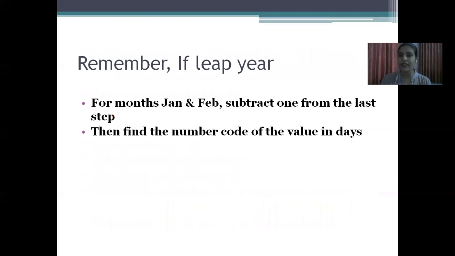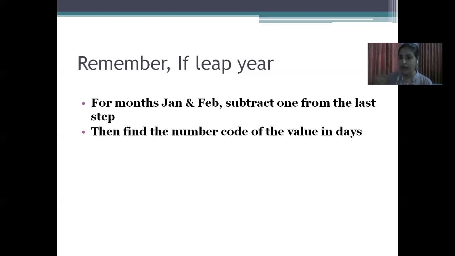Just keep in mind one more trick, because there may be questions asked on an ordinary year and a leap year. How can you identify a leap year? A leap year is a year exactly divisible by 4. So before doing these steps, you first have to find out whether it is a leap year or not. If it is exactly divisible by 4, you understand it as a leap year.